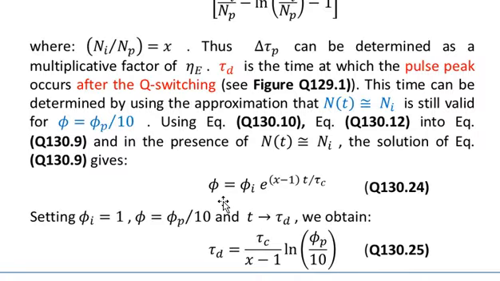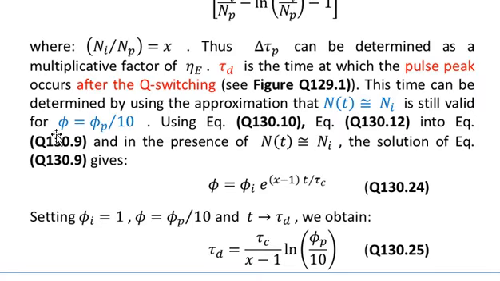This is the result. So phi as a function of time is equal to phi i, that is the initial value of the number of photons, multiplied by e to the power x minus 1 multiplied by time divided by tau c. So this is the expression that we have obtained for the number of photons. And now you see that we have made this expression, that is population inversion as a function of time, which was time dependent, we have replaced by a fixed number, that is Ni.